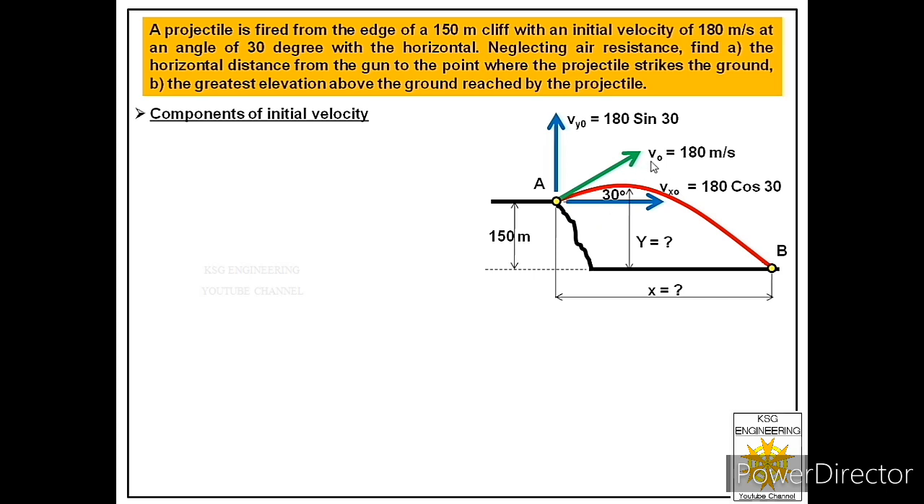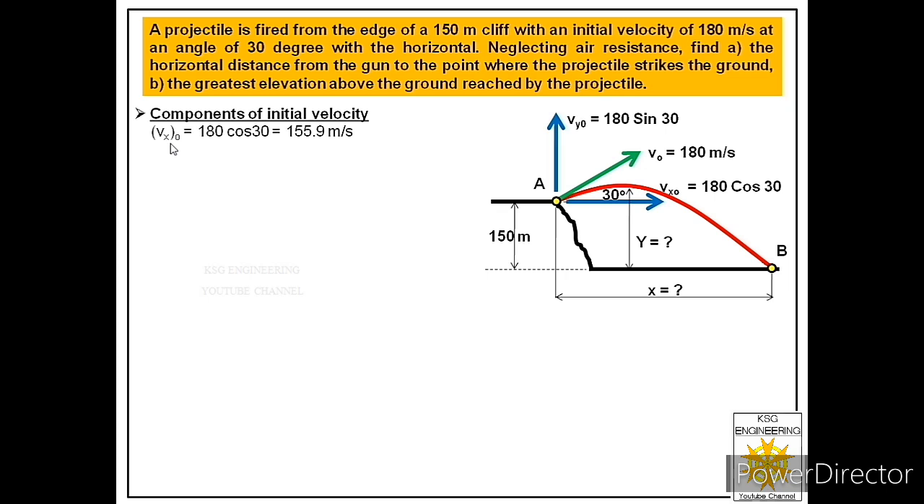As we are considering the angle of initial velocity with the horizontal component, this will be called as cos component and its value will be 180 cos 30, and we are denoting it as Vx naught, horizontal component of initial velocity in x direction. The another component is along y direction and we are denoting it as Vy naught and its value will be 180 sine 30 degrees. So let us write these values first.